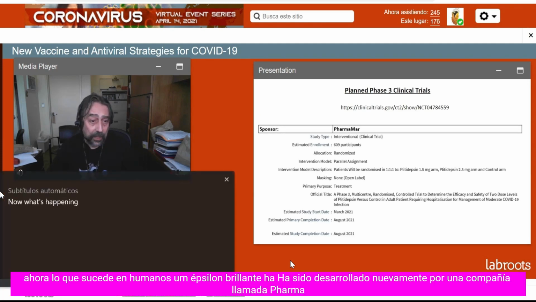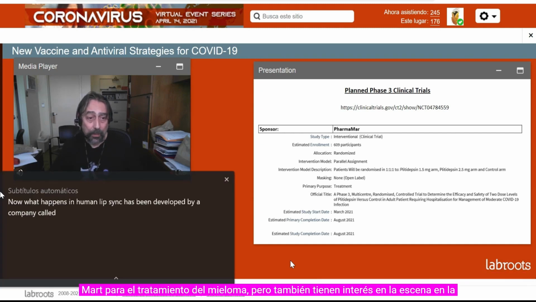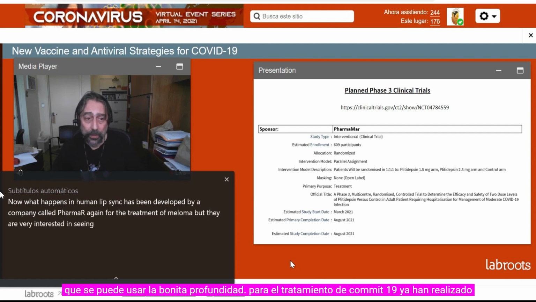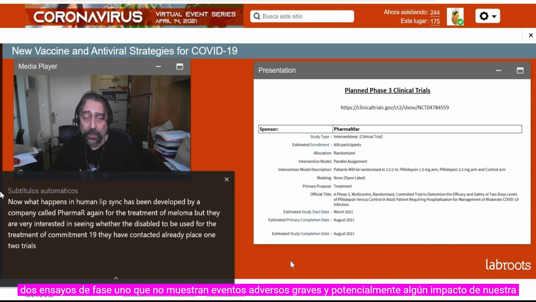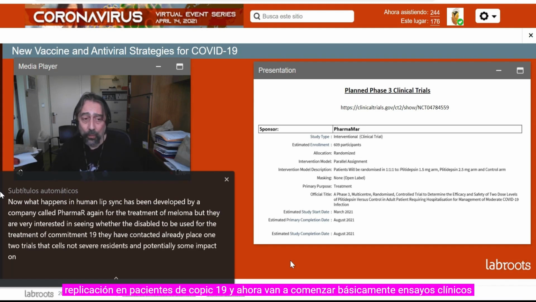Now, what happens in humans? Plitidepsin has been developed by a company called PharmaMar, again for the treatment of myeloma, but they are very interested in seeing whether plitidepsin can be used for the treatment of COVID-19. They have already conducted phase 1-2 trials that show no severe adverse events and potentially some impact on viral replication in COVID-19 patients. And now they are going to start clinical trials.